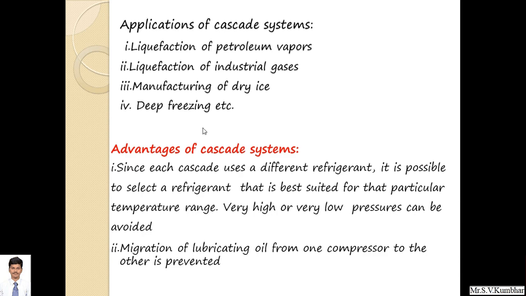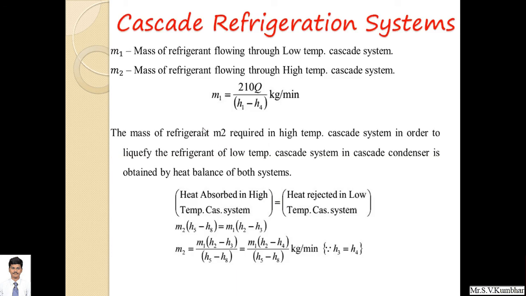Advantages of the system. Since each cascade uses a different refrigerant, it is possible to select a refrigerant that is best suited for the particular temperature range, so very high or very low pressure can be avoided. Second, migration of lubricating oil from one compressor to the other is prevented.